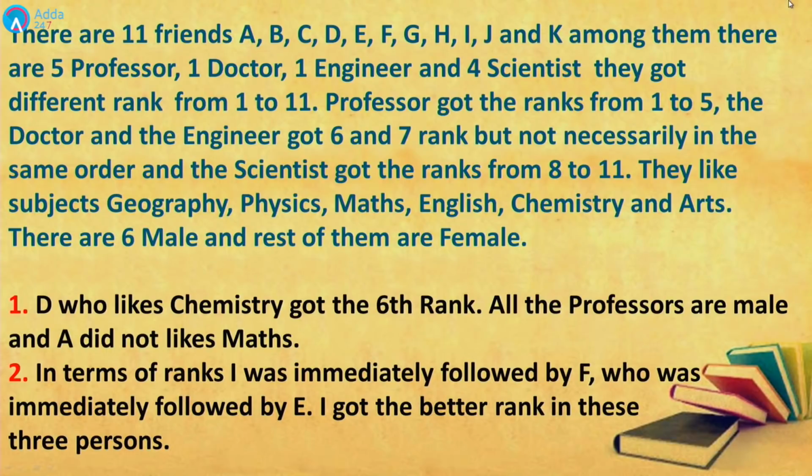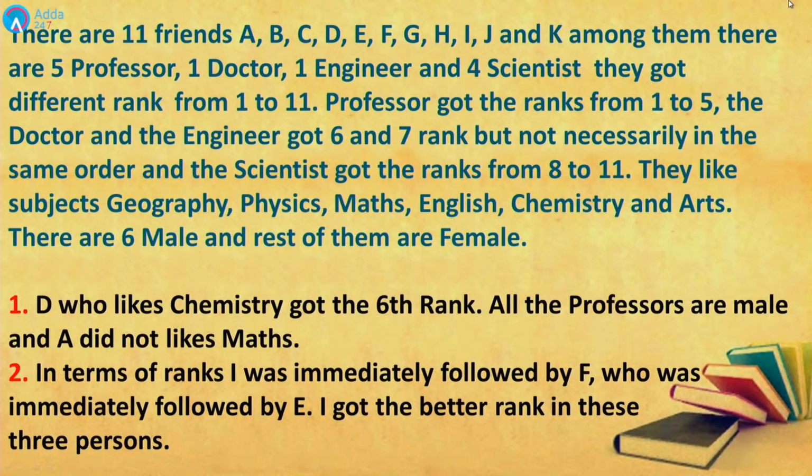Okay, let's deal with the further information. The scientists got the rank from 8 to 11. Okay, now the rank of the scientists is very clear, that they are arranged from 8 to 11. Moreover, each of them prefers different subjects also. But when I look at the subjects, I can clearly see that the number of subjects is not 11, which means there is some sort of repetition. Repetition means that there is a certain distribution ratio. And what is that distribution ratio? Exactly, we are not aware of that. And the subjects are geography, physics, maths, English, chemistry and arts.